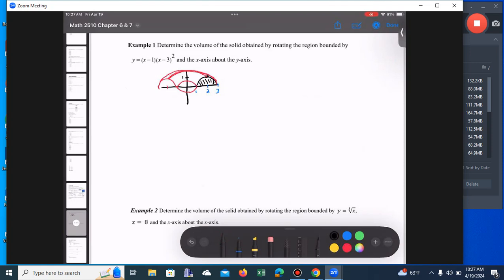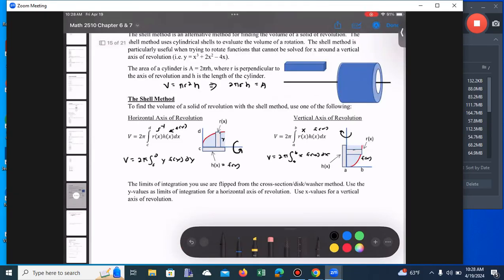All right, so the integral will be 2 pi integral. We're doing this about the y-axis, so our limits will be along the x. So it's going to go from 1 to 3. And then we're going to have x be our radius. And our function is going to be f of x, which is just x minus 1 times x minus 3 squared dx. Again, y-axis, vertical axis rotation, it's just f of x.